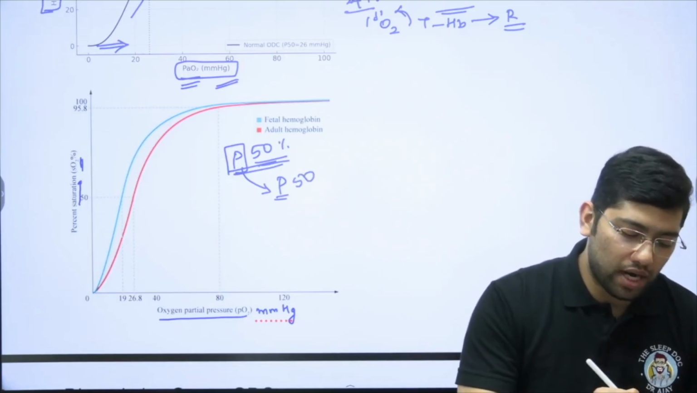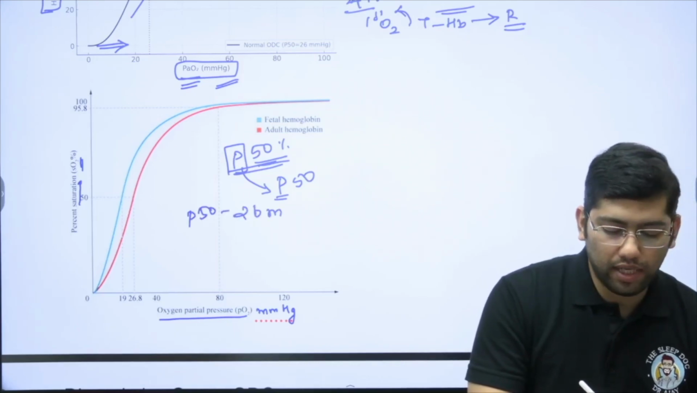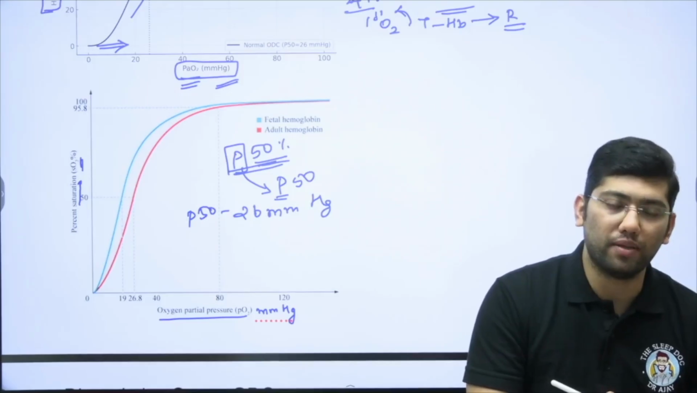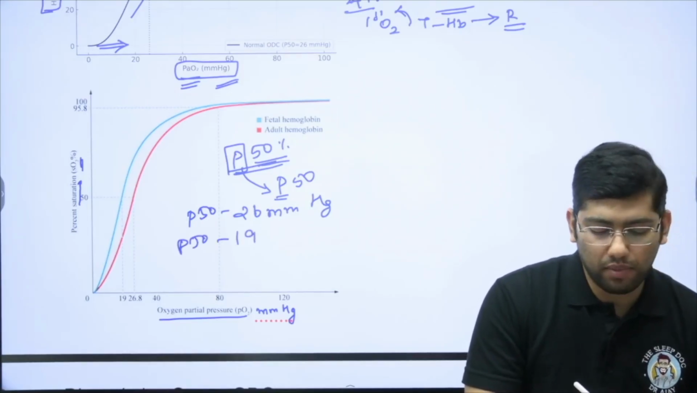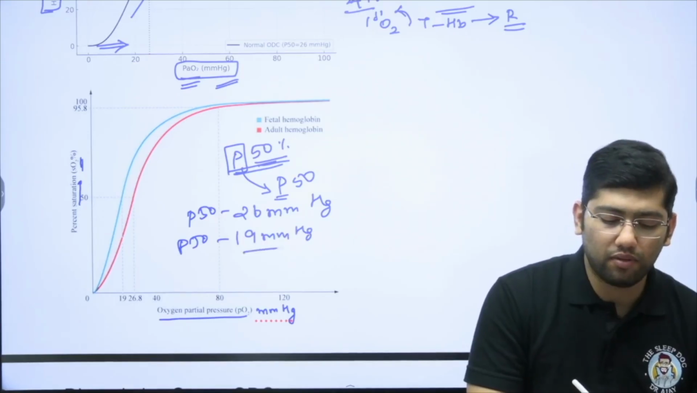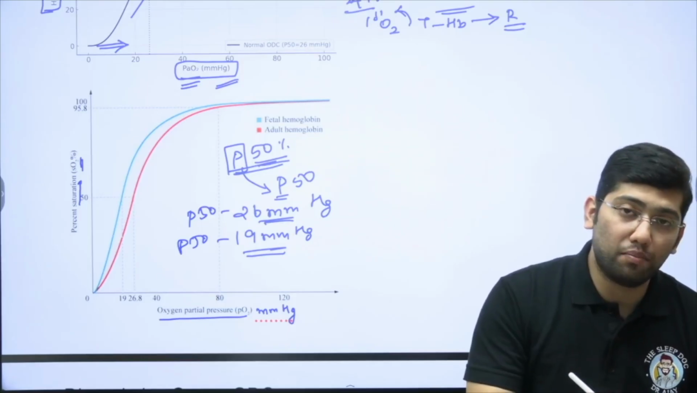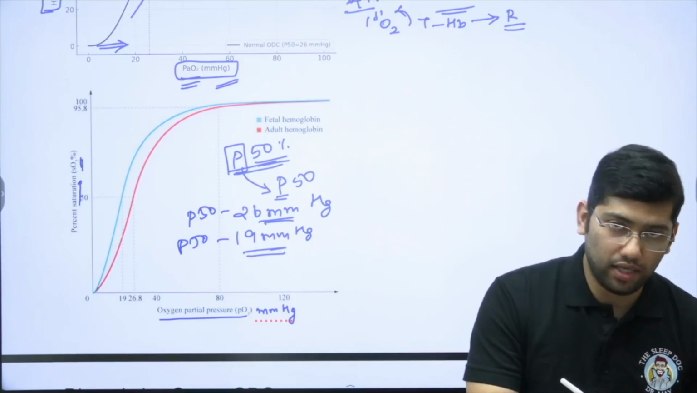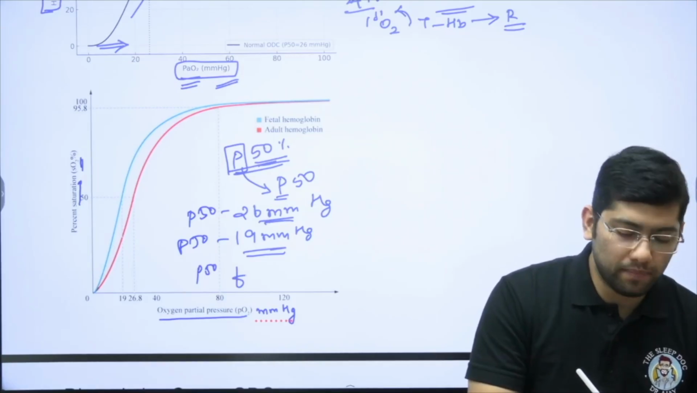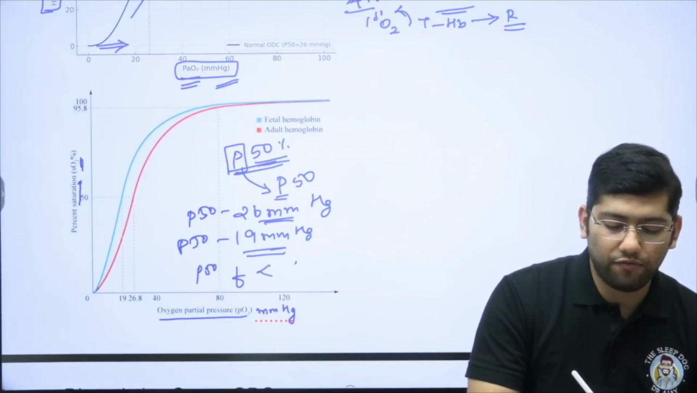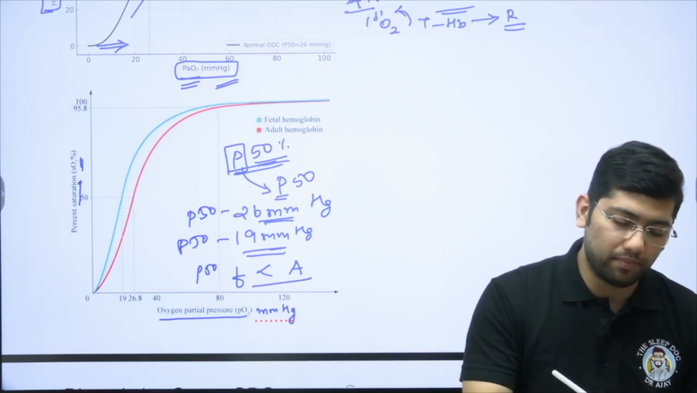Now, coming to the adult hemoglobin, the normal P50 value is approximately 26 millimeters of mercury. For fetal hemoglobin, the P50 value is approximately 19 millimeters of mercury. That is why we say fetal hemoglobin has more affinity to oxygen than adult hemoglobin. The reason being, the P50 of fetal hemoglobin is less than the P50 of adult hemoglobin. Now, what does this mean?